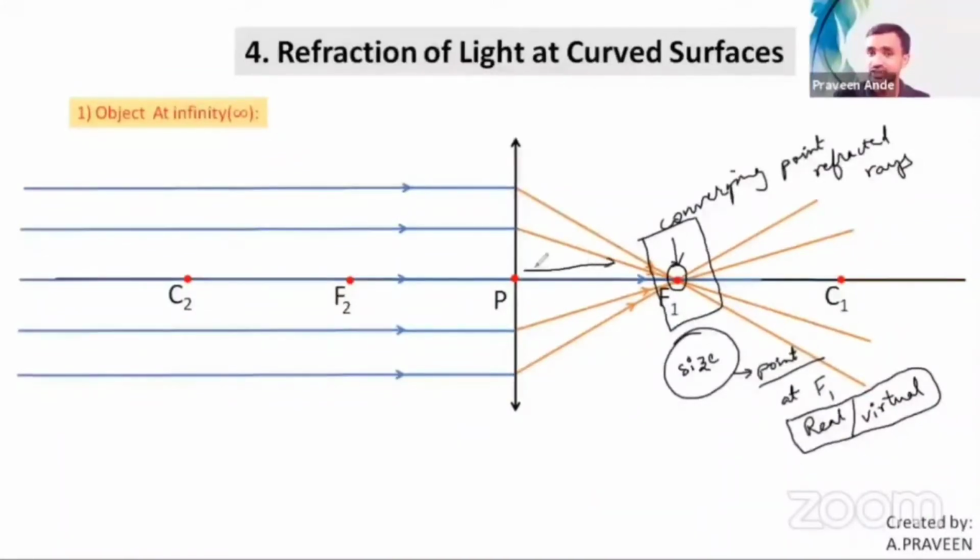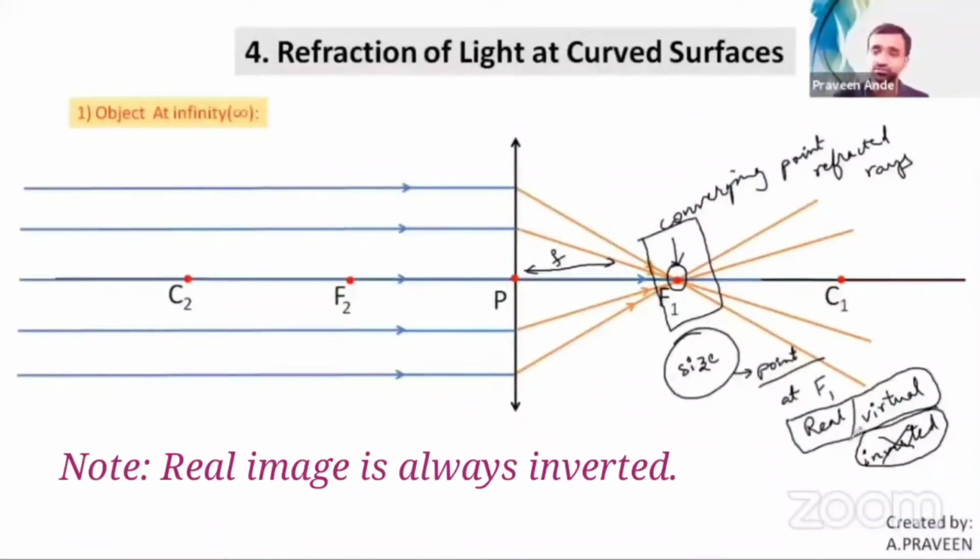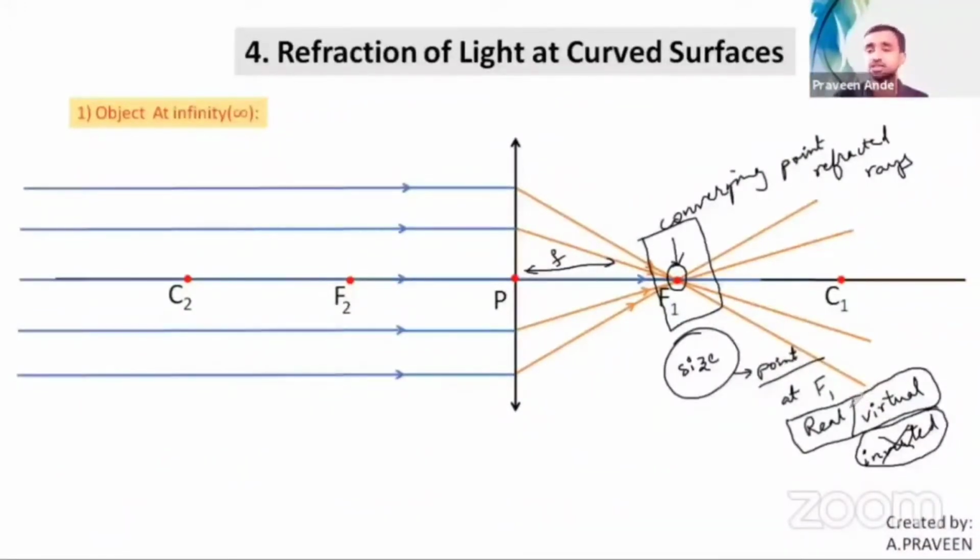Already we have defined that distance as the focal length. So the image of the object is formed at the focus with a point size. Then it is formed on the screen, called a real image. A real image is always inverted, but you are unable to comment on whether it is inverted or erect because it is point size. If it is below the principal axis, we can say it is an inverted image. If it is above the principal axis, we can decide that the image is erect.